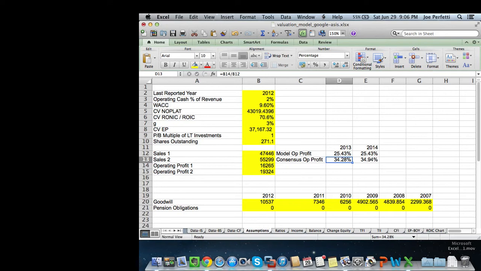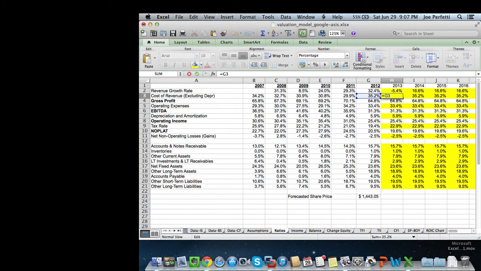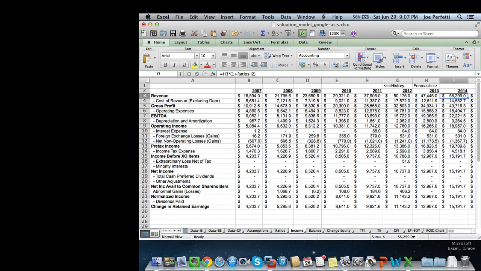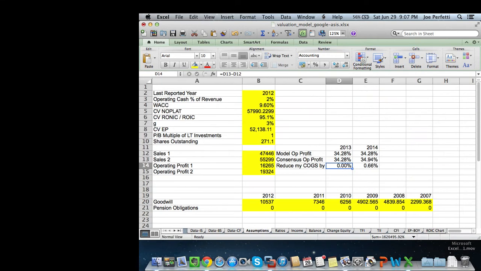All right. So what do I need to do? Which one do I got to change? The cost of goods sold. So what I need to do is, if my operating profit in the model is lower than what I need it to be, I need to reduce my cost of goods sold by basically that minus that. Just a manual step. So what I'm going to do is 8.85%. If I go into ratios, subtract 0.0885, then there's no difference in the model from that consensus, which basically means in my income tab for 2013, operating income, 16,265. Right. By the way, for 2014, I need to reduce it another 0.66%.